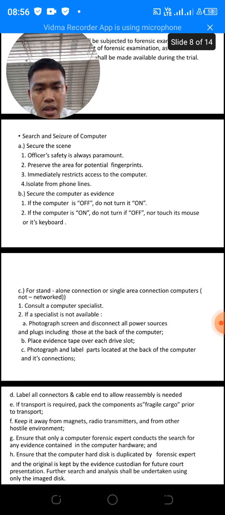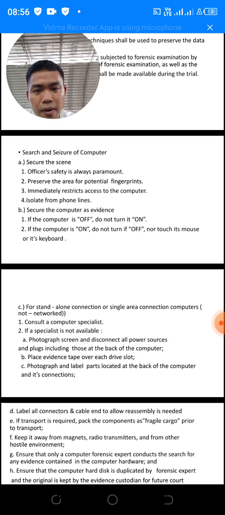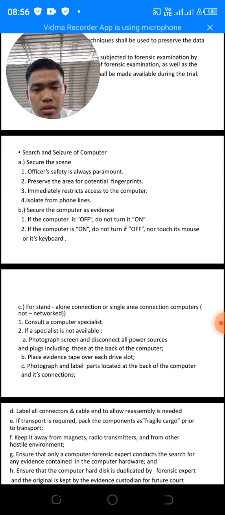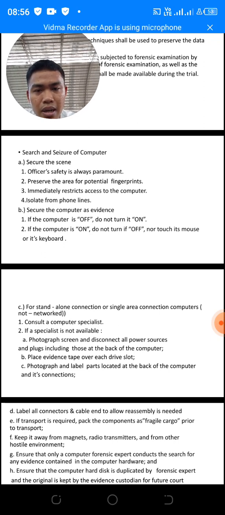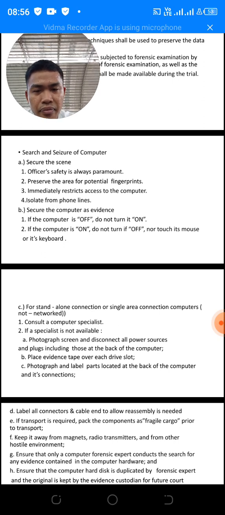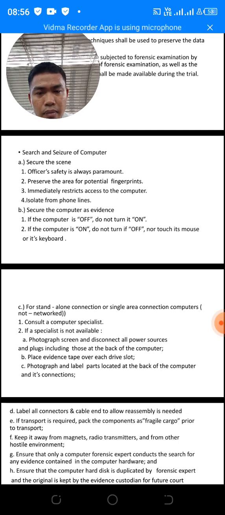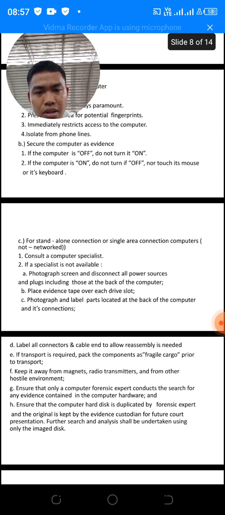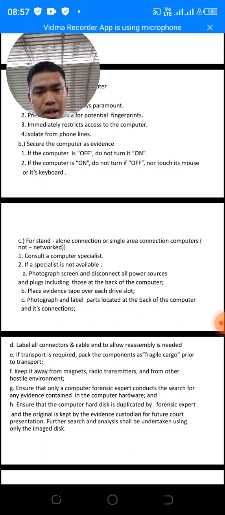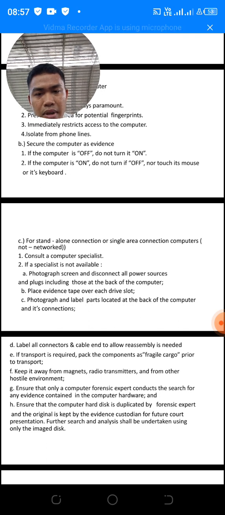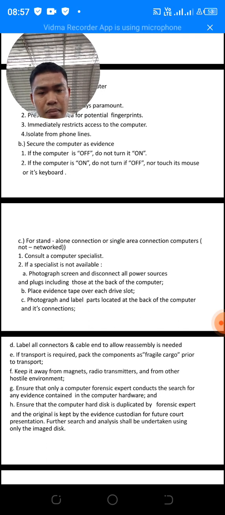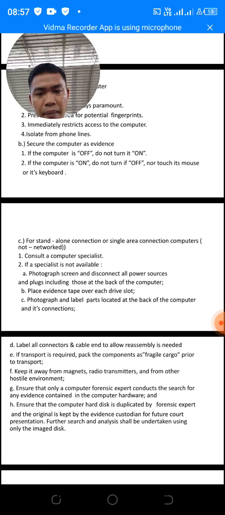So, in this procedure, you need to get evidence by photographing the computer hardware case and label it and mark it. Then label all connectors and cables to allow reassembly as needed. If transport is required, pack the components as fragile prior to transport. Keep it away from magnets, radio transmitters, and from other hostile environments.